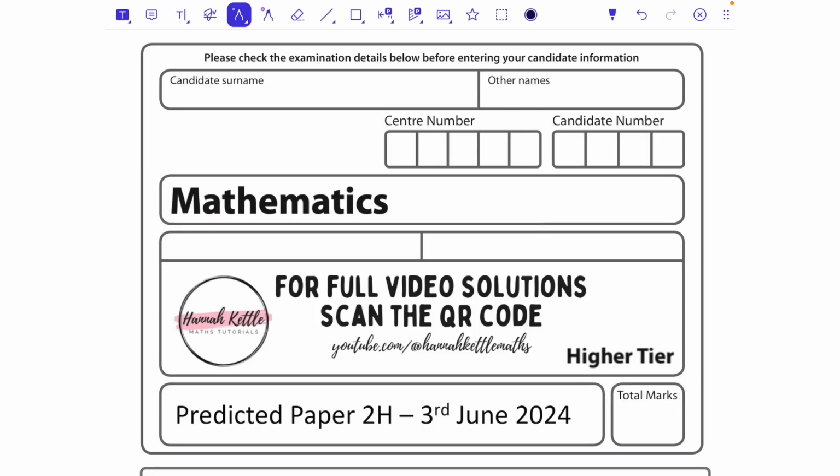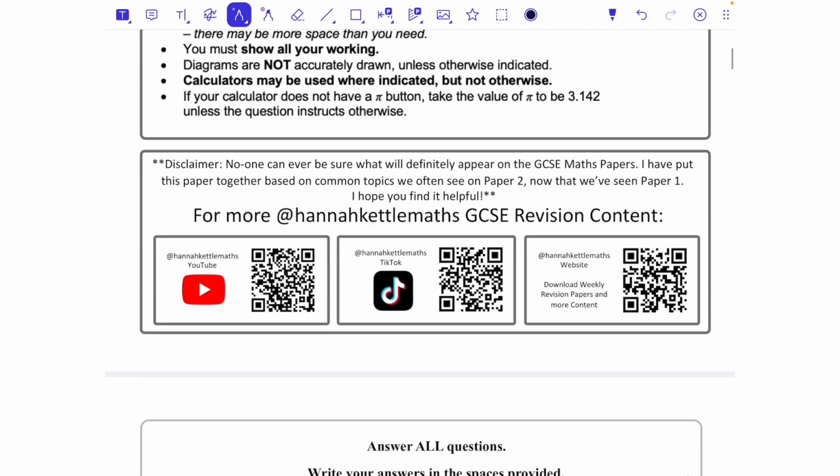This is my predicted paper for paper 2, 3rd of June 2024. So we've had paper 1 now, I've had a look at that, and these are the topics that I think are likely to come up on paper 2. I hope you enjoy it. This is for the higher tier for Edexcel, 3rd of June, paper 2. Okay, calculator paper, this one.